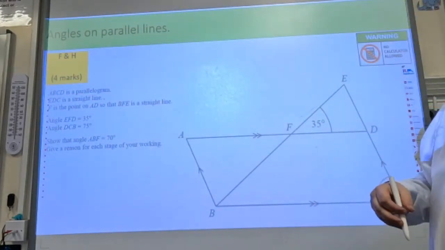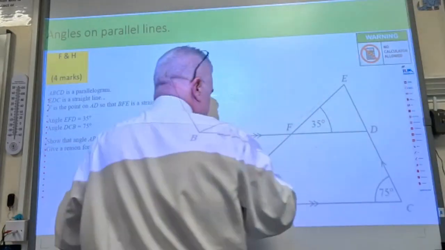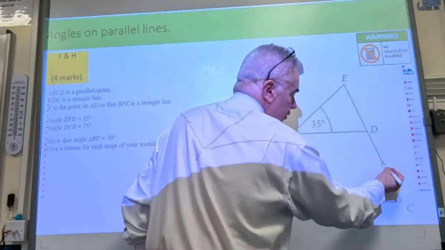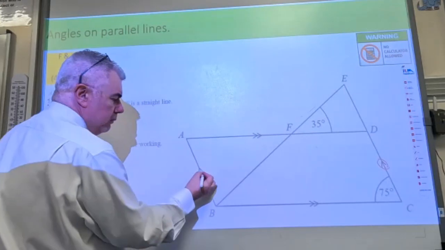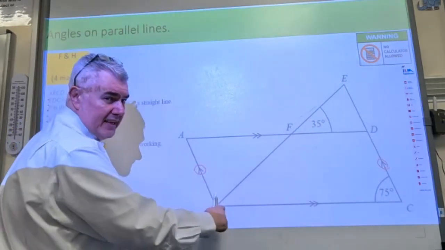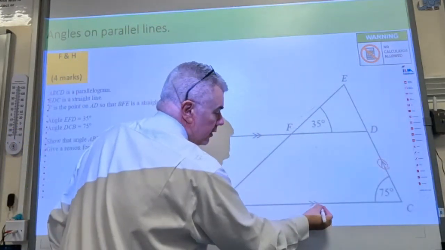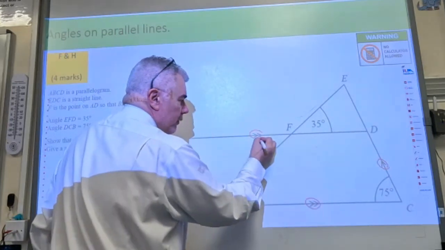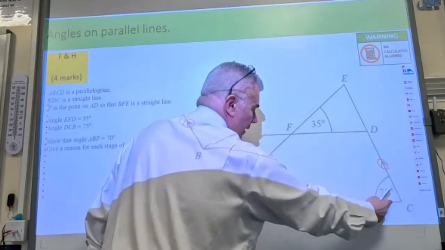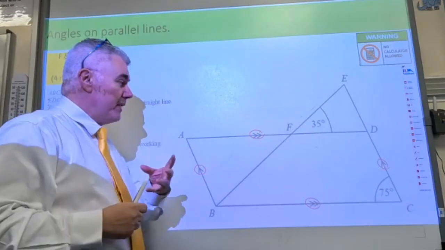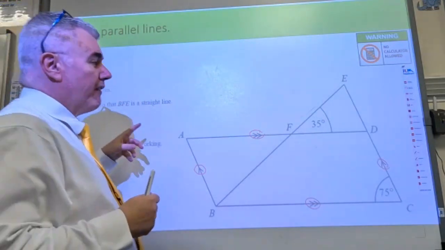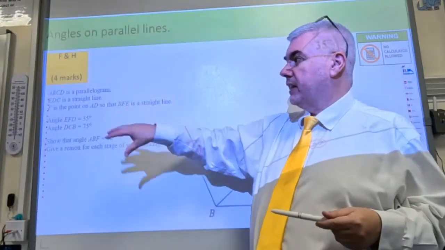We can tell it's angles on parallel lines because of these little arrows. So we've got 1 arrow there, 1 arrow there. That means that these lines are parallel. 2 arrows there, 2 arrows there. This line is parallel to this line. They won't necessarily mention parallel lines in the little description that they give you.